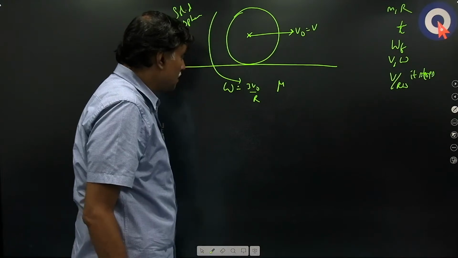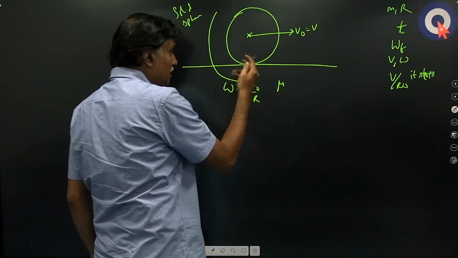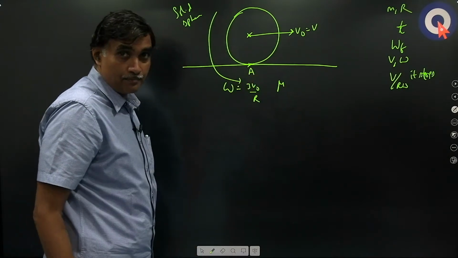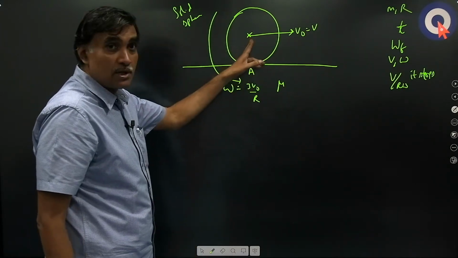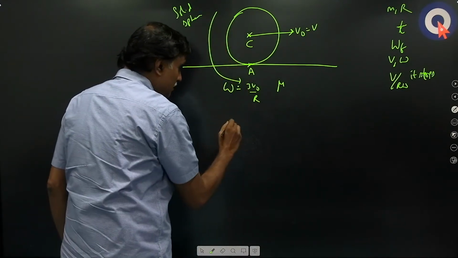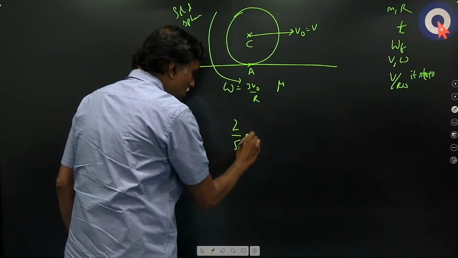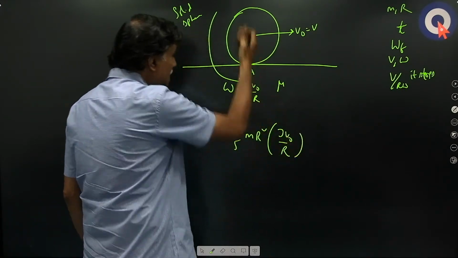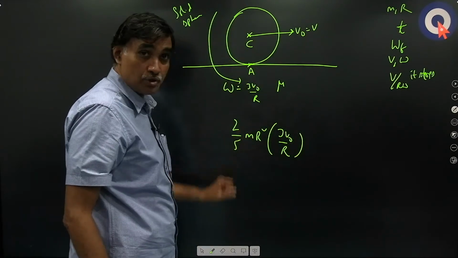Now here, once again, if this point of contact on ground is here, then what is the initial angular momentum? Angular momentum about center of mass is I omega. What is I? 2 by 5 m r square into omega, that is 3 v naught by r, and this is in anti-clockwise direction. So, I will take positive.